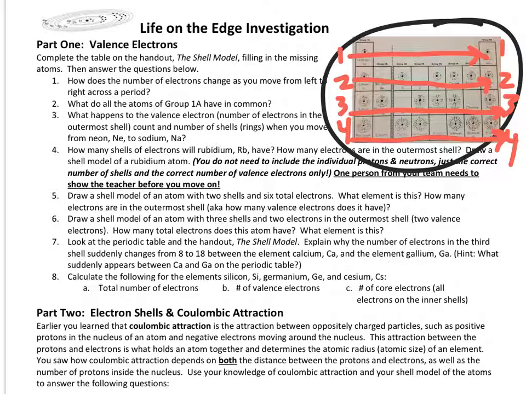And we also learned that the group A number on the top of your periodic table is going to tell you the number of valence electrons. So we saw that everybody in group 1, or column 1, had 1 valence electron, just like everybody in group 6 here had 6 valence electrons. So that was some of the information that we learned about in part 1.